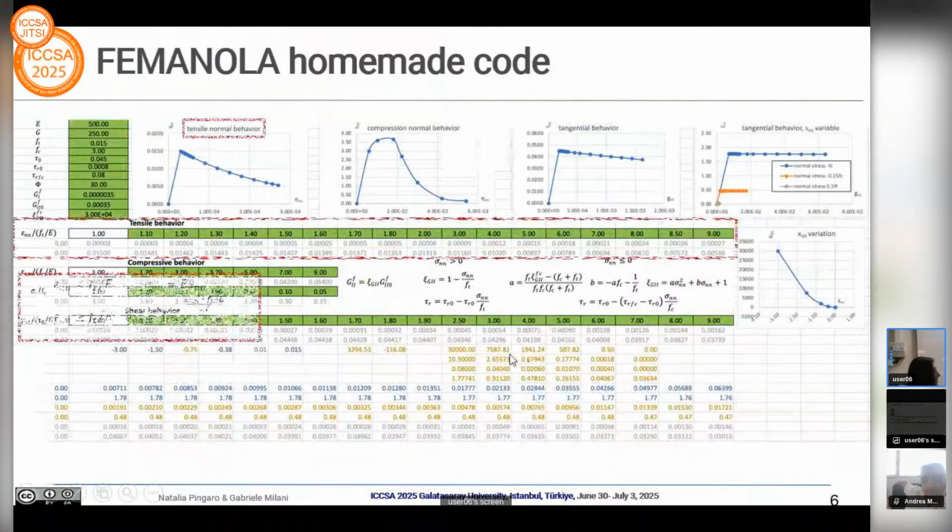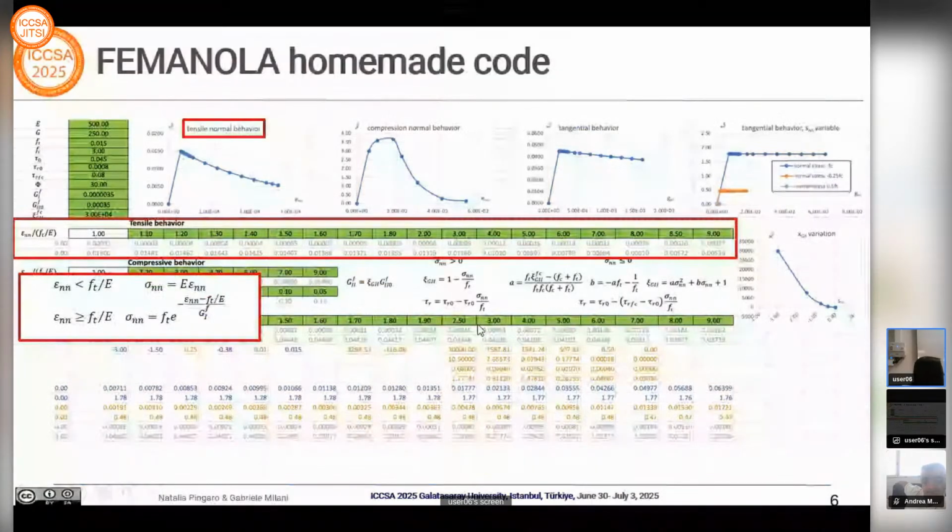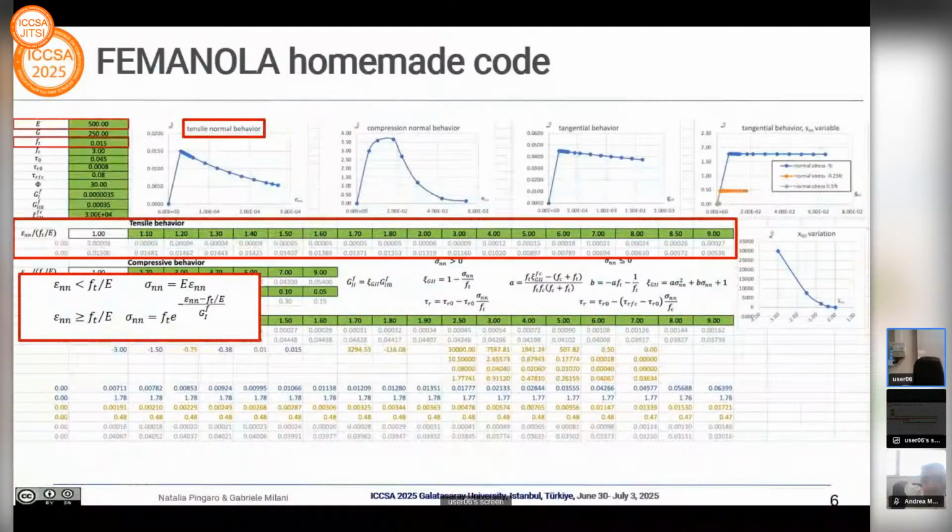So basically, let us start with the tensile behavior of the joints, which is defined with a linear exponential softening behavior. In particular, the elastic phase is defined by the elastic modulus and by the peak tensile strength, whereas the exponential softening branch is defined by a certain fracture energy which works in mode 1. The formulas employed to calibrate the tensile behavior are those reported here in the slide.